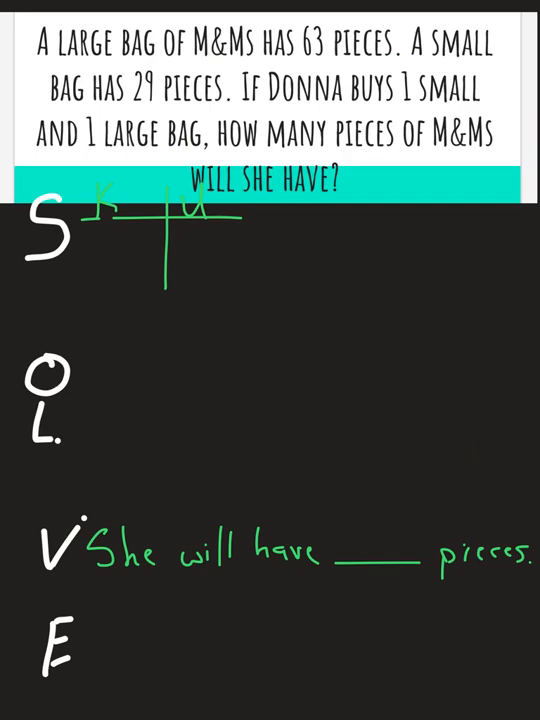Okay, so again, let's see. We've got a large bag of M&Ms had 63 pieces. A small bag has 29 pieces. If Donna buys one small bag and one large bag, how many pieces of M&Ms will she have?